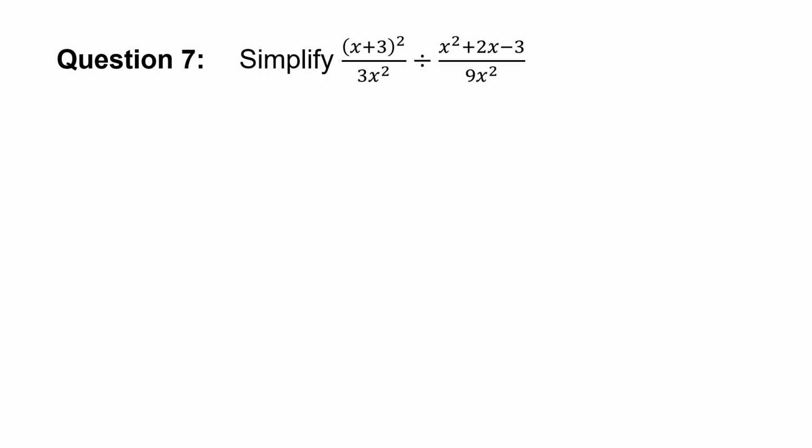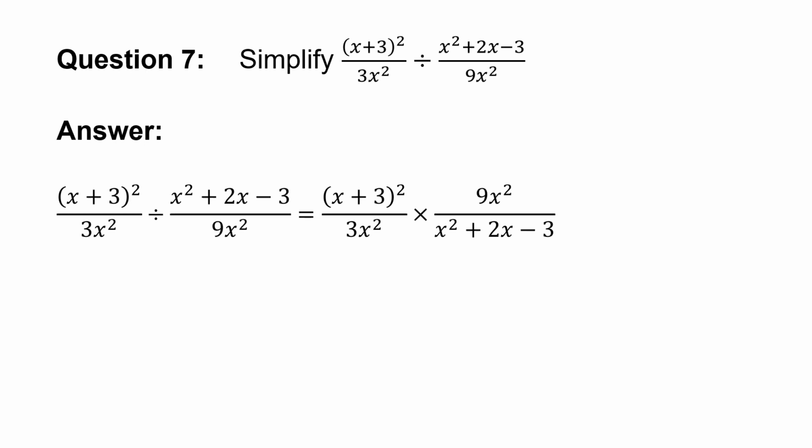So here we have a division between algebraic fractions. What we're going to want to do here is try to get this in the form of a multiplication to make it much easier. So how are we going to go about this? Well, we're going to flip that right hand side. So we've got our new question, which is (x plus 3) squared over 3x squared, multiplied by 9x squared over x squared plus 2x minus 3.